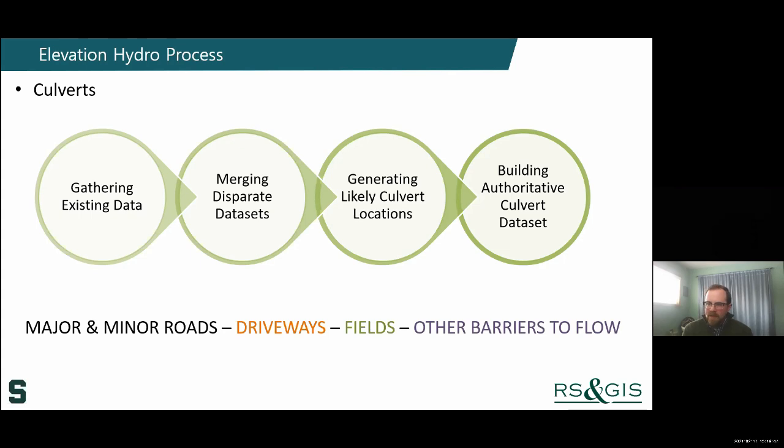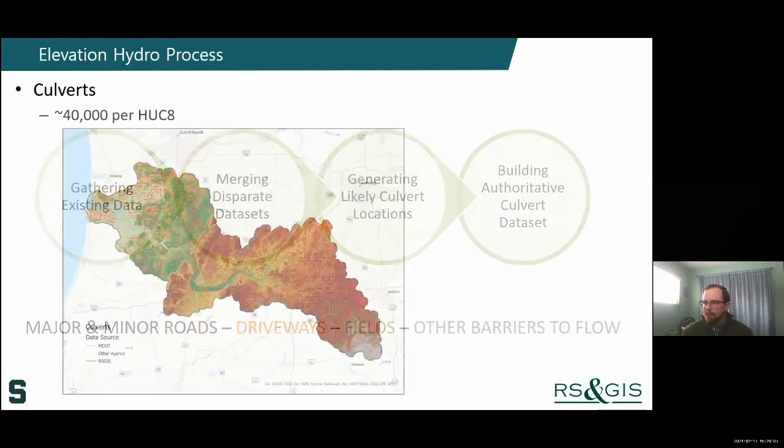And then the different types of culverts that we were collecting are broken into the groups at the bottom there. These are for major and minor roads, driveways, culverts in fields that farmers might use to access different locations, and then other barriers to flow. And I'll have some examples showing what I mean by that.